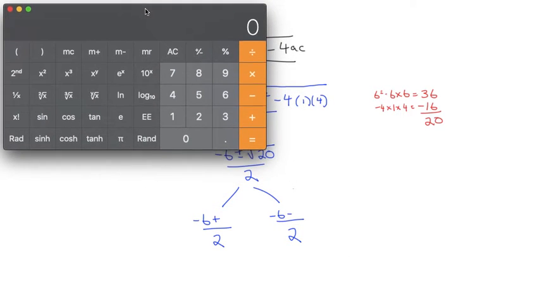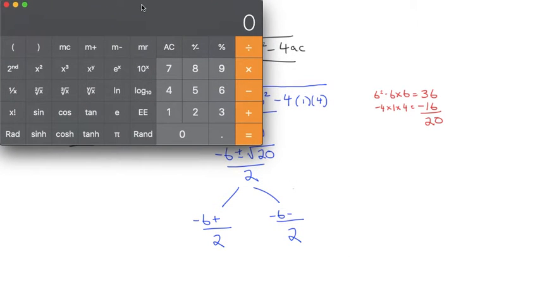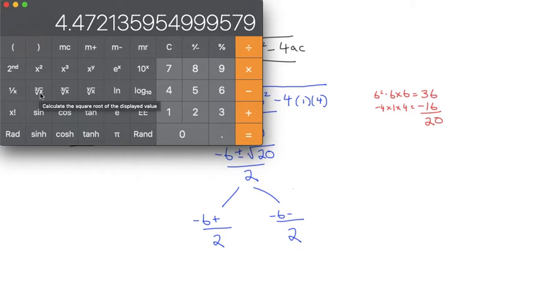Where will I put this? Up here. Now, the square root of 20. So this calculator is a little different. I have to put the number in first and then hit the square root button. And on your calculator, you may press the square root button first and then hit the number.